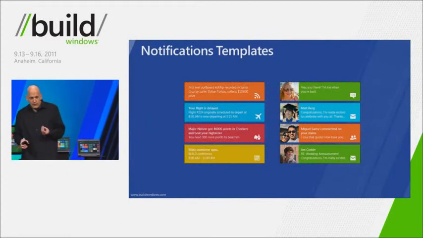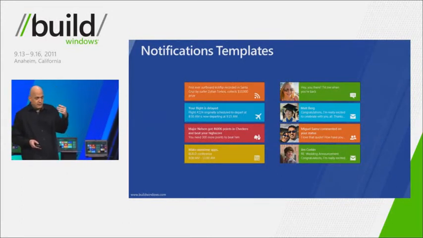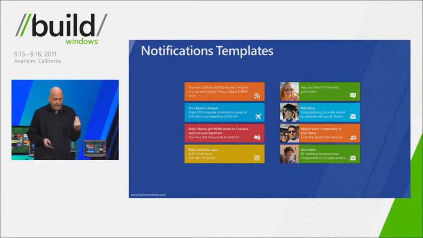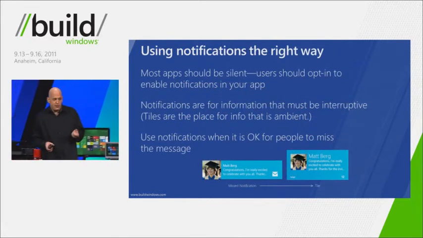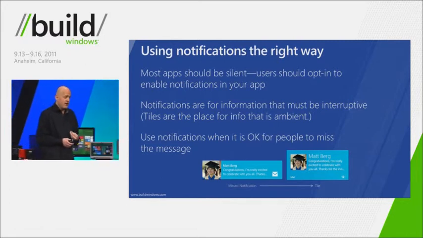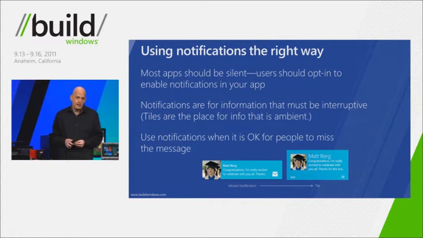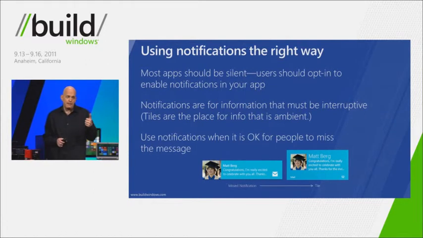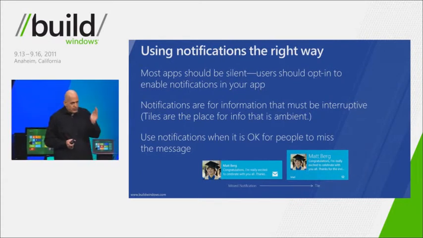just like with tiles, there's a set of templates that you can use to lay out your content for notifications. You choose a color, you choose a glyph, and things like that. But these are not for everything. Most apps should actually be silent, should not be notifying. And you should ask the user to opt in for notifications. Of course, as a user, you're in control of going into the Settings app and saying this app can't notify you. So you don't want your app to be in that state. It's really only for things that should be totally interruptive.